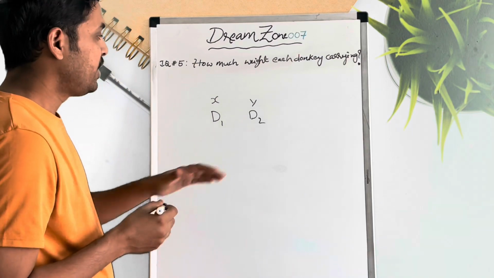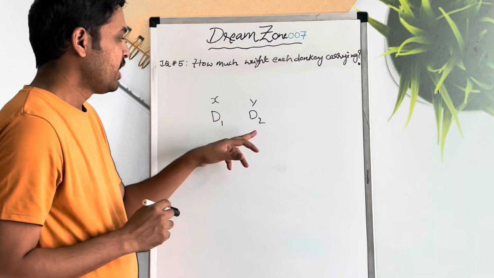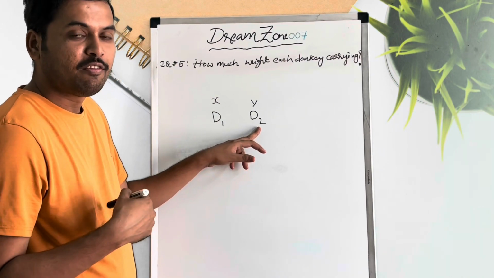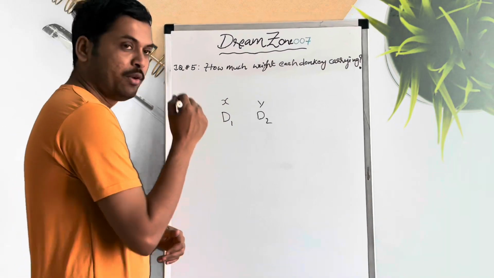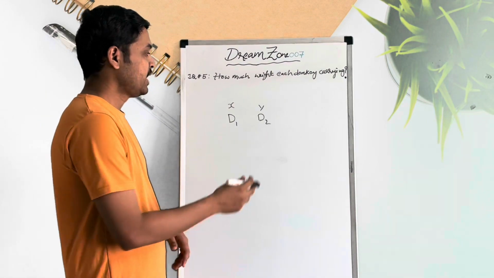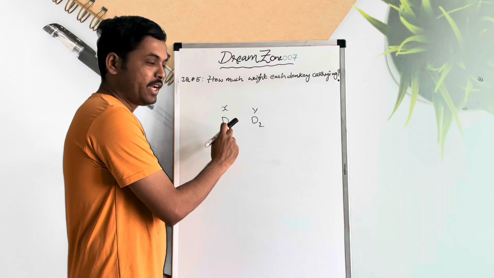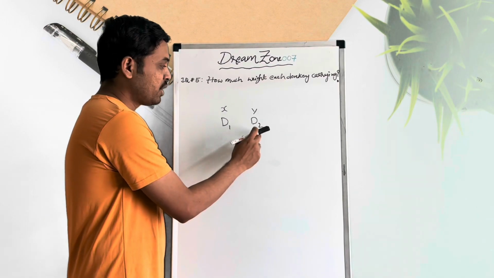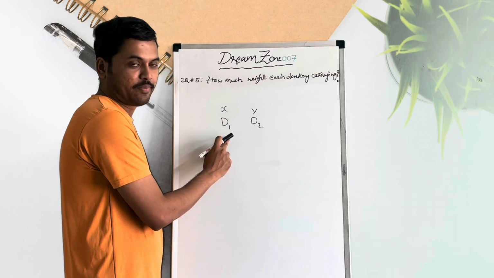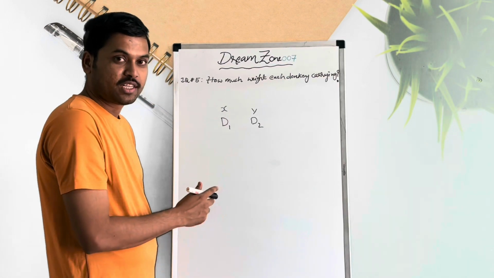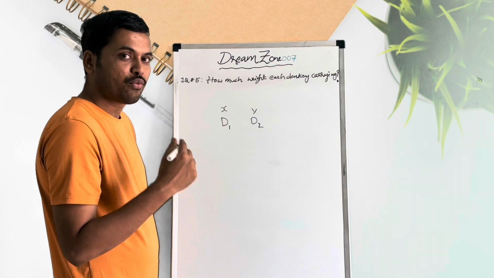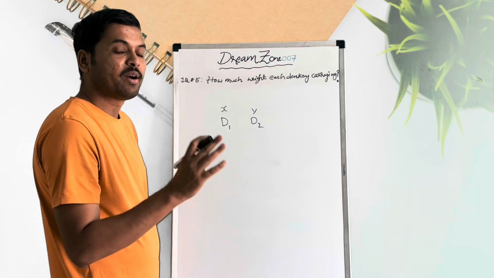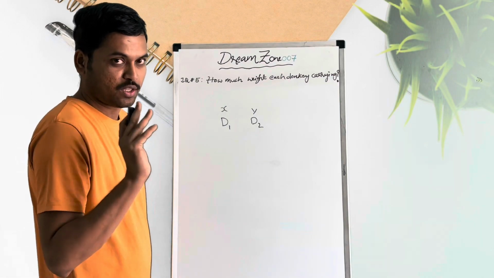Now D2 tells, hey D1, if I take 1 kilo from yours, my weight will become double your weight. That means if 1 kilo is taken out from D1 and put on D2, D2's weight will become double D1's. But D2 says, if you take the same 1 kilo from me, then both our weights will become equal. Hope you understand the rule.